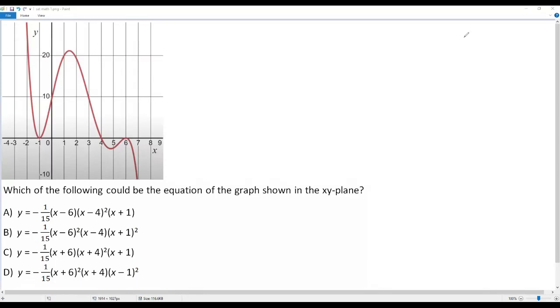Here we have a SAT math problem. Okay, let's cover the question. Which of the following could be the equation of the graph shown in the xy plane? In the given answer choices, we have the functions or equations, and we have to find the one which represents the graph given over here.